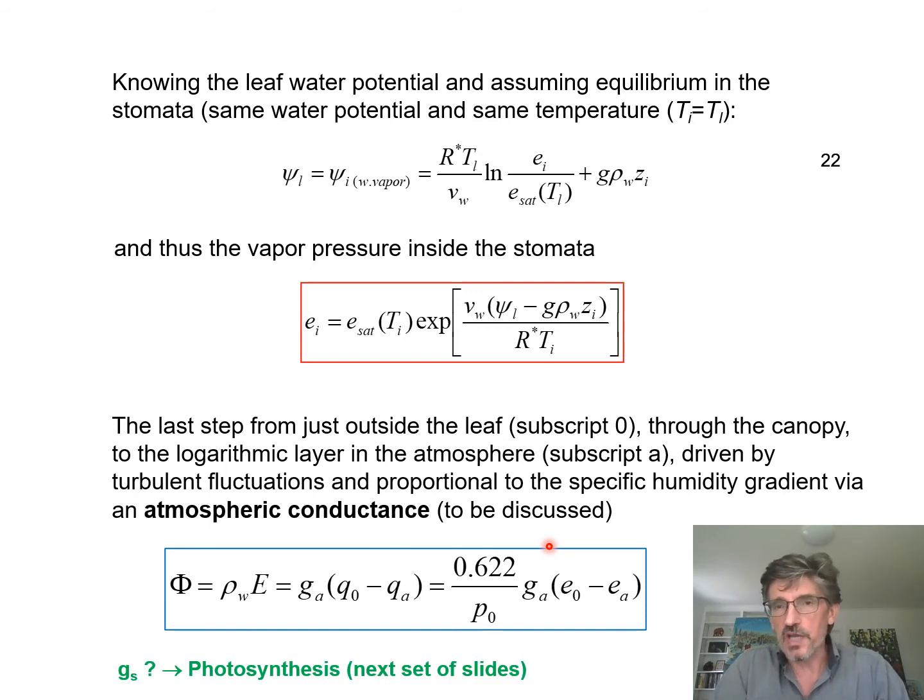But what about GS? I've not said much about what happens to the stomatal function, how plants open and close their stomata. The degree of opening of stomata defines the level of conductance or resistance that we have to water flow throughout the whole soil-plant-atmosphere continuum. Now, to understand how this can be modeled, we'll have to understand photosynthesis and see how plants actually operate, why they need water at the leaf level and why they may choose to close the stomata to save water, because they cannot do photosynthesis. So we'll do that in the next set of slides.